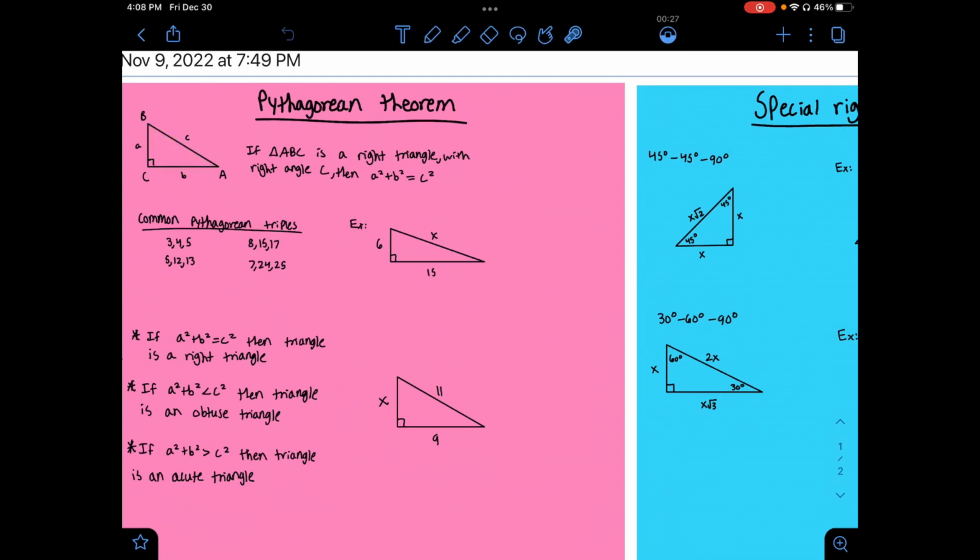There are some common Pythagorean triples that, if you memorize them, you don't have to do all the work. Those are 3, 4, 5. The larger number always has to be the hypotenuse. Then we have 8, 15, 17; 5, 12, 13; and 7, 24, 25. There are a lot more, but those are the most common ones.